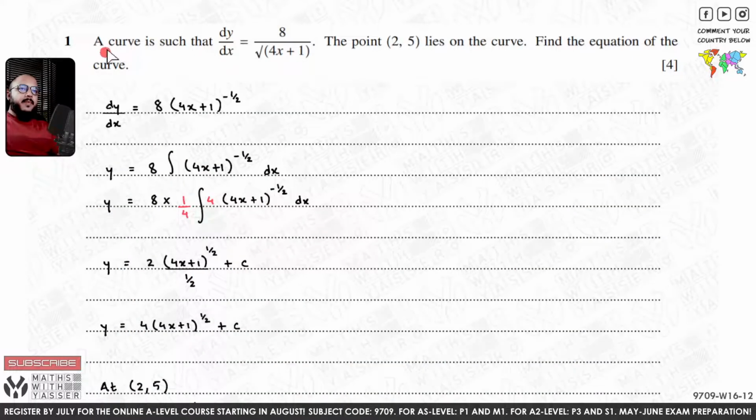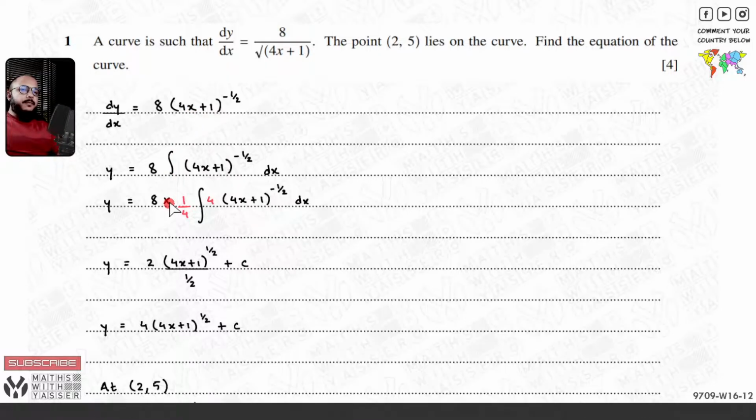Question number 1. A curve is such that dy by dx is equal to 8 over square root of 4x plus 1. The point (2, 5) lies on the curve. We need to find the equation of the curve. So we are provided with the equation of dy by dx. That means we need to integrate this in order to find the equation of the curve.